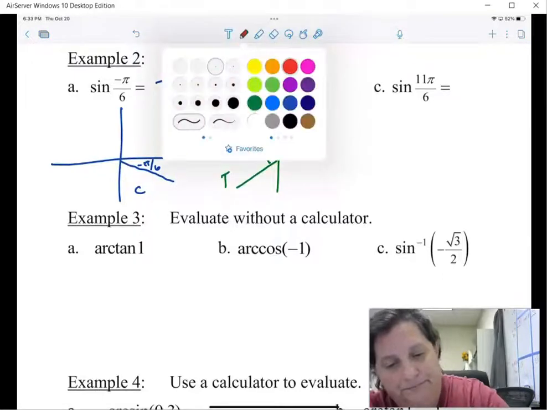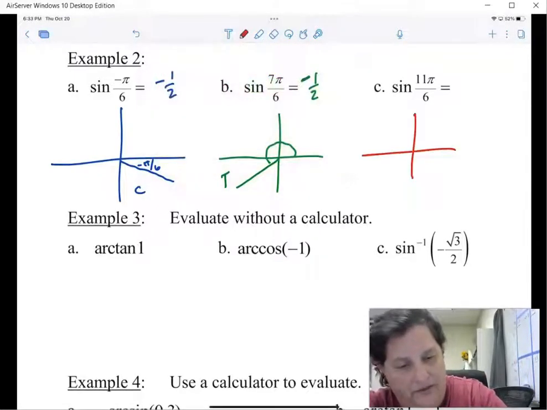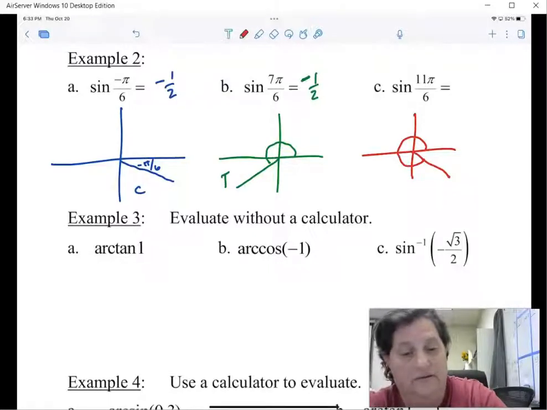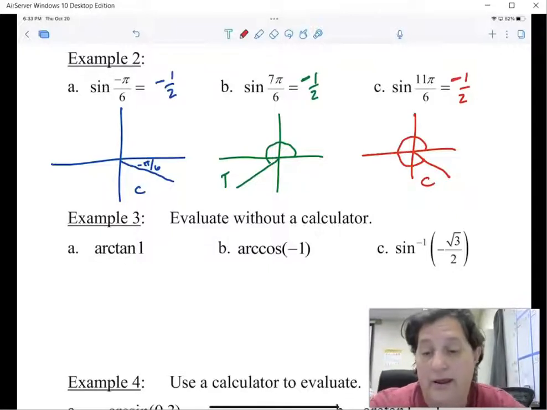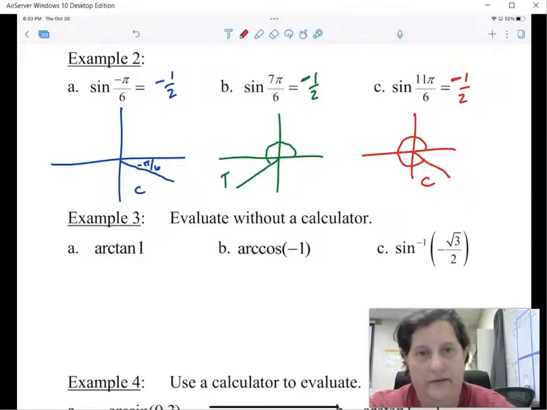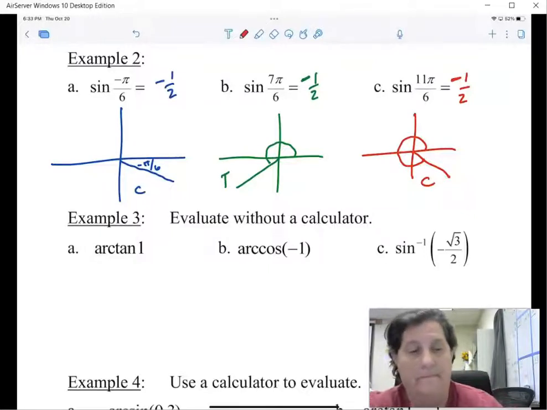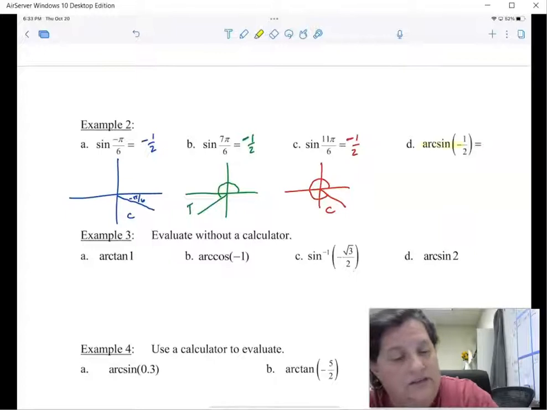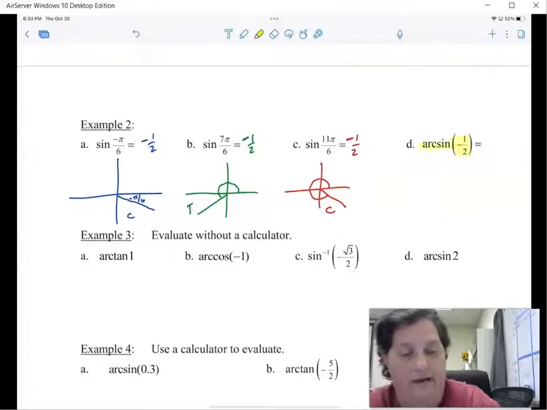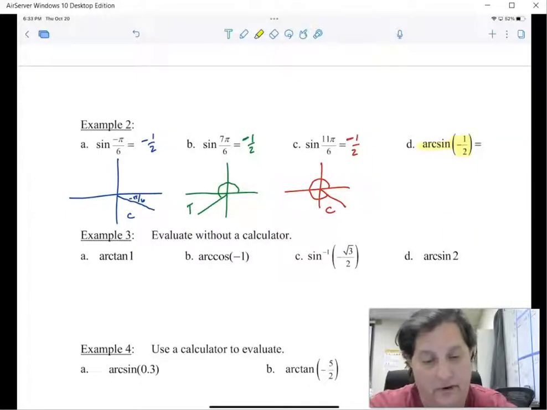Okay, let's do one more. 11 pi over 6. That's all the way over here. Reference angle for sine of pi over 6 is 1/2. T, that's in the cosine quadrant. That's negative. Wow, okay, so 3 different sine of something all equal negative a half. Okay? You guys kind of see what this example is doing, maybe? All these things have a value of negative 1/2. So what's the arc sine of negative 1/2?